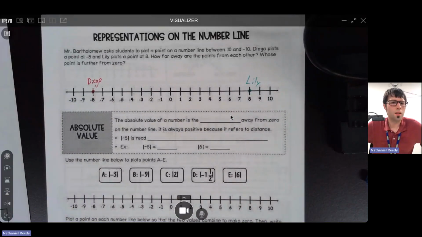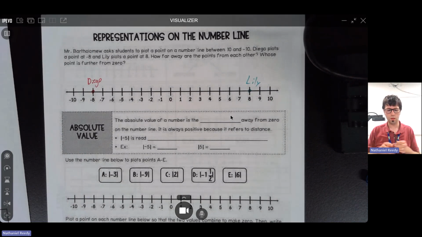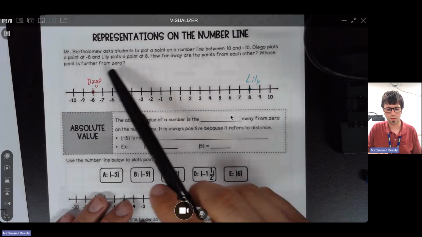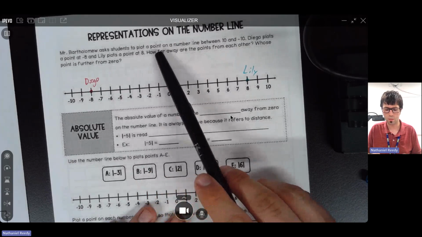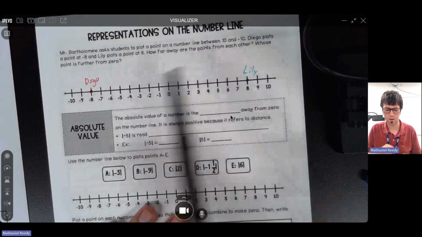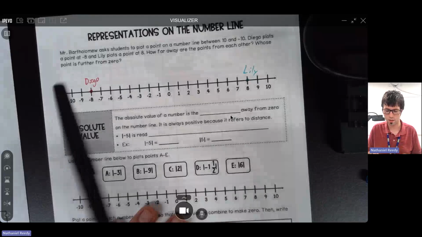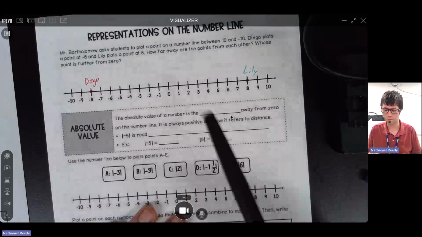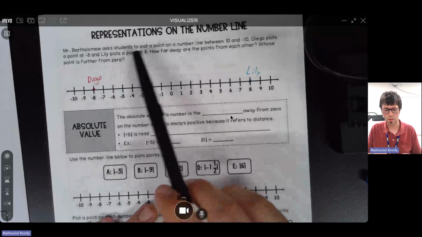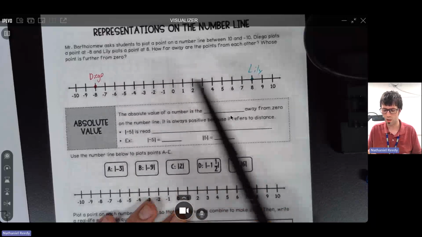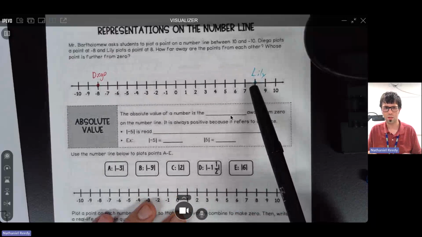All right, so let's look at absolute value. Let's understand what absolute value is. Let's look at this example problem. It says Mr. Bartholomew asks students to plot a number on a number line between 10 and negative 10. So we have a number line between negative 10 and 10. Diego plots a point at negative 8. So here's Diego's point right here. Lily plots a point at 8. Here's Lily's point right there.